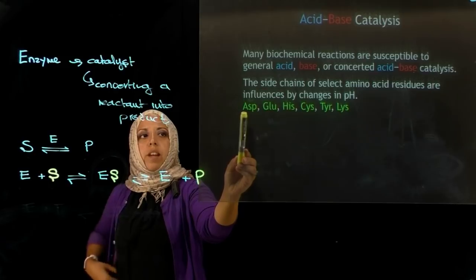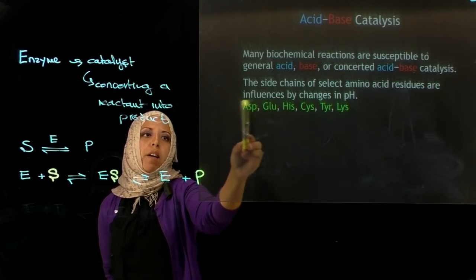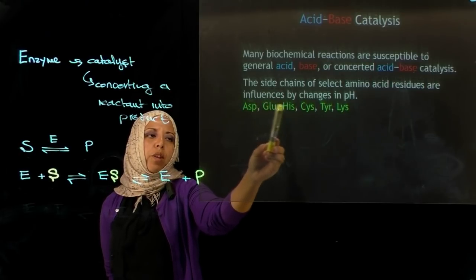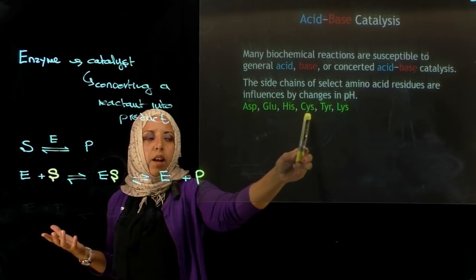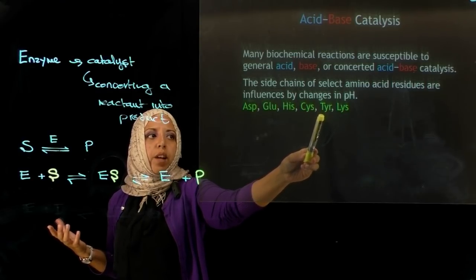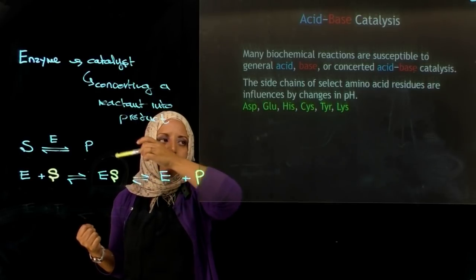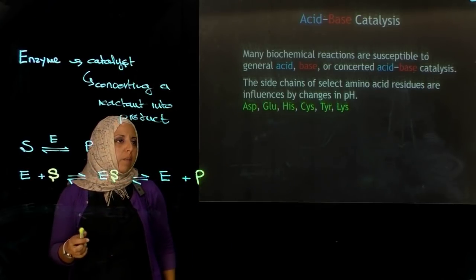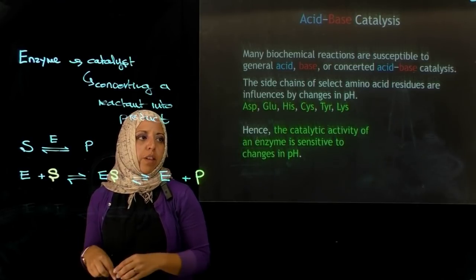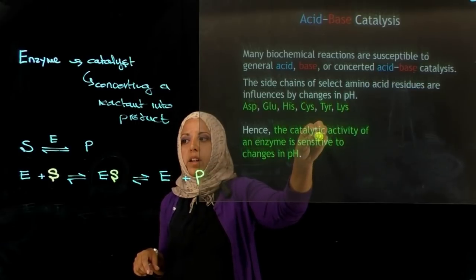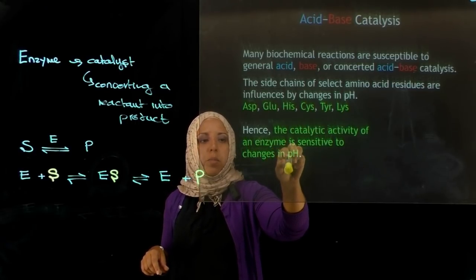If you think about the side chain of aspartic acid or glutamic acid, which have a pKa of about 3.5 or 4. You have histidine that has a pKa of 6, cysteine that forms disulfide bridges, and we have tyrosine. Cysteine is about 8, tyrosine is about 10. Then we have lysine that is about 10.5.